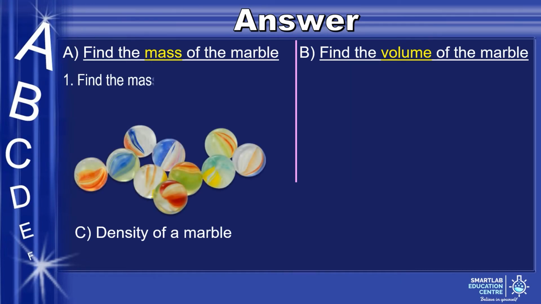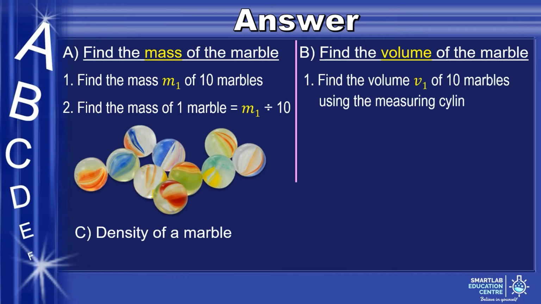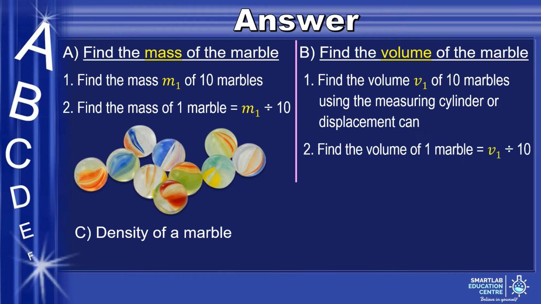Step A1. Find the mass M1 of 10 marbles. Step A2. Find the mass of 1 marble, equals to M1 divided by 10. Step B1. Find the volume V1 of 10 marbles, using the measuring cylinder, or displacement can. Step B2. Find the volume of 1 marble, equals to V1 divided by 10. Step C. Density of a marble equals mass divided by volume.